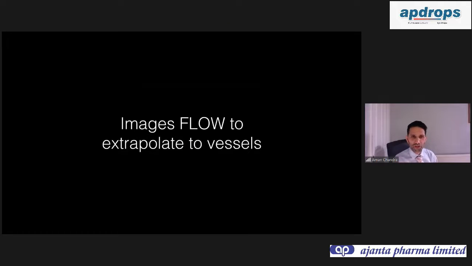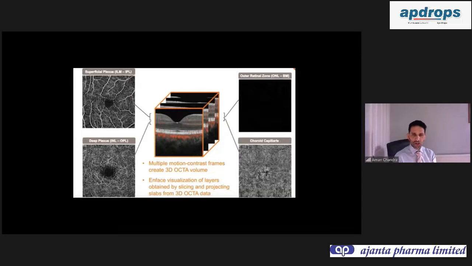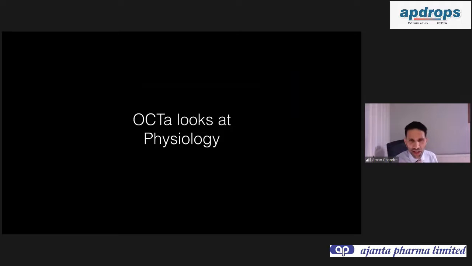So the image flows to extrapolate to vessels. You have lots of images, and then they squash those images into two-dimensional forms. It then sets a threshold of what you will accept as movement, and then allows you to differentiate between each layer of the retina. It's amazing, absolutely amazing. So essentially, OCT angiography looks at physiology.